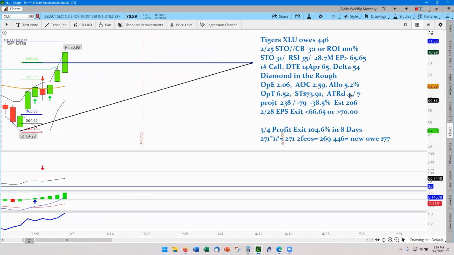Then it was going to be within 4 days of the trade. It took 8 days, and we were looking at getting back 238, providing that we had gotten to the 652 return. So we got out here with a 3-4 profit at 104%, 8 days, 271. So we actually beat the projected return of 271, minus $2 in fees, 269, against the owed of 446, with a new owe now of 177.